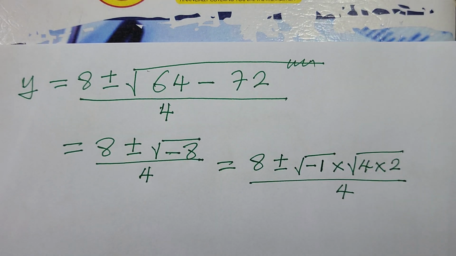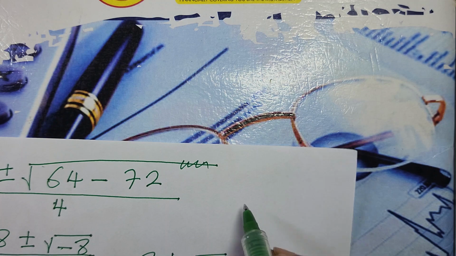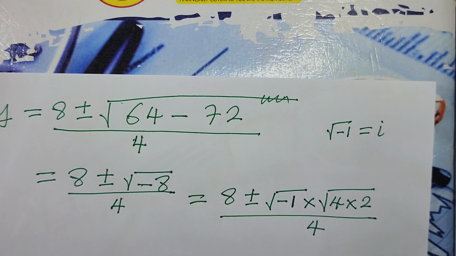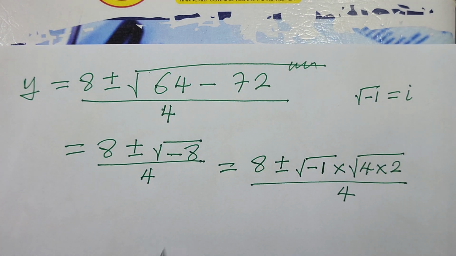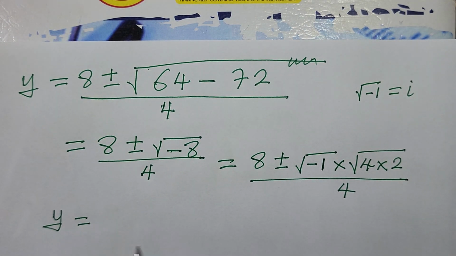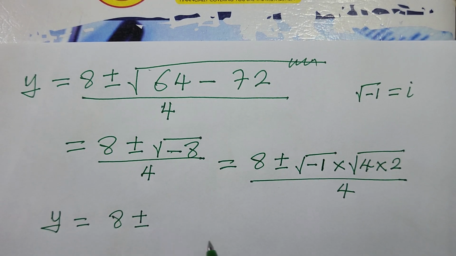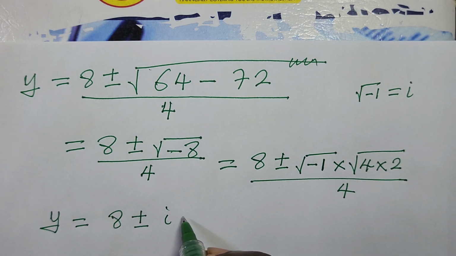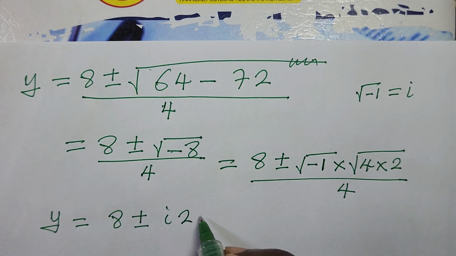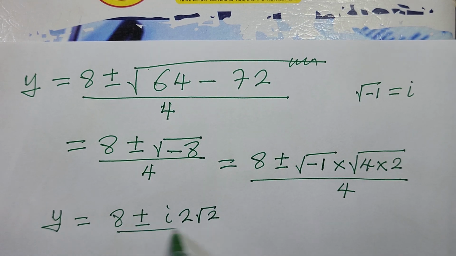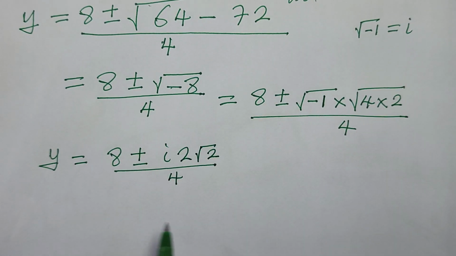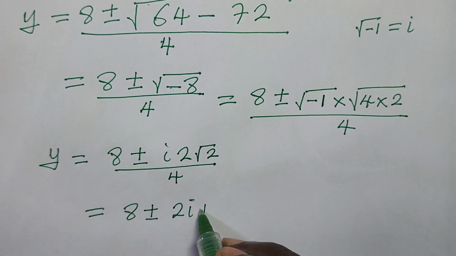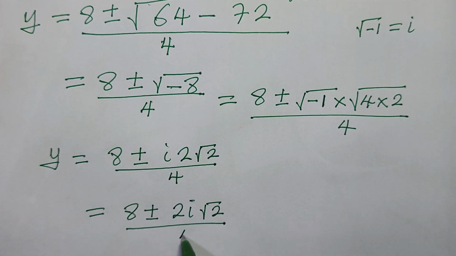And we all know from our imaginary numbers that the square root of minus 1 is equal to i. So we can bring i into the system here. So this is going to give us y will now be equal to 8 plus or minus i. Now the square root of 4 is 2. So we're going to have here 2 times the square root of 2, everything all over 4. So rewriting this will give us 8 plus or minus 2i times the square root of 2 all over 4.